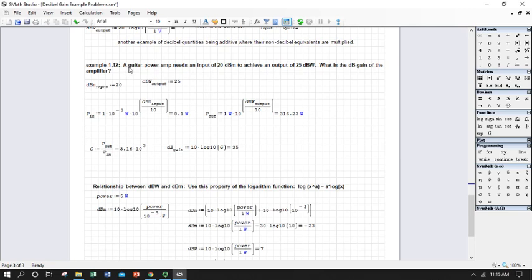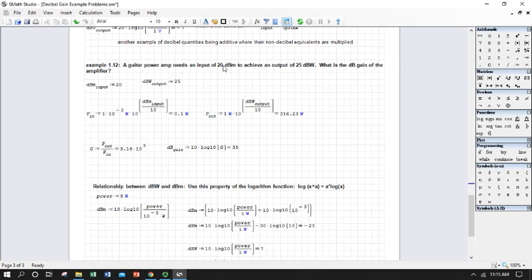So here's an electronic instrument. We have a guitar power amplifier, and it needs an input of 20 dBm, so milliwatt reference. So here's a power to achieve an output of 25 dBW. Okay, so that's a different reference. What gain do we need? So we can't just add and subtract these because we've got a different reference.